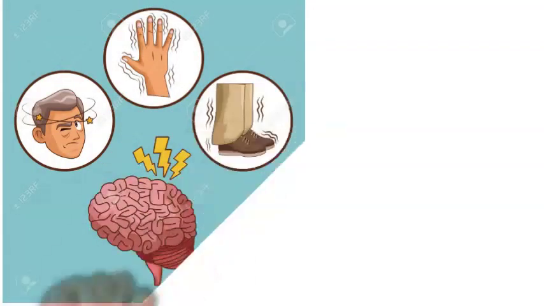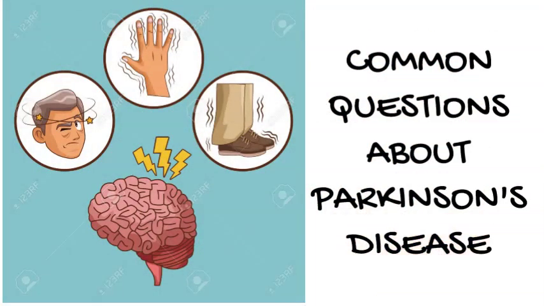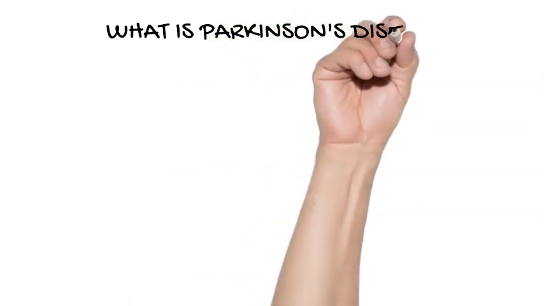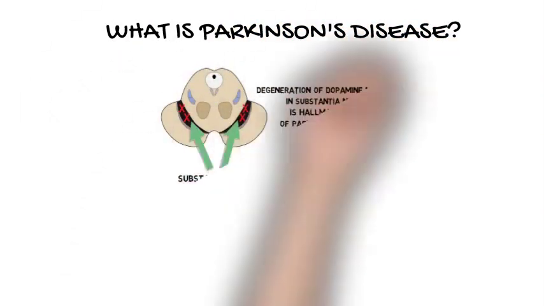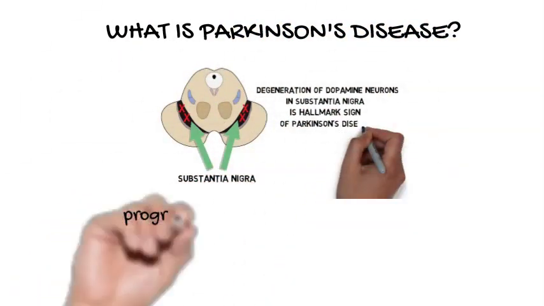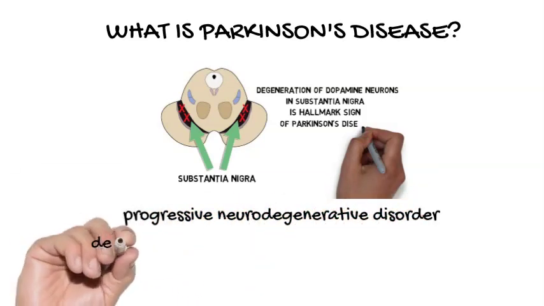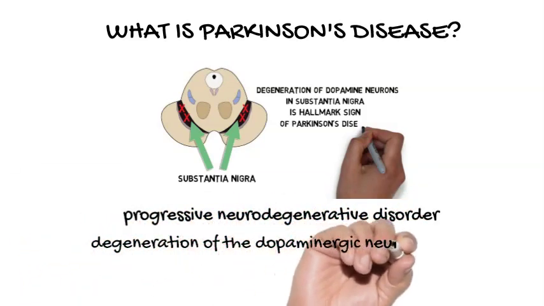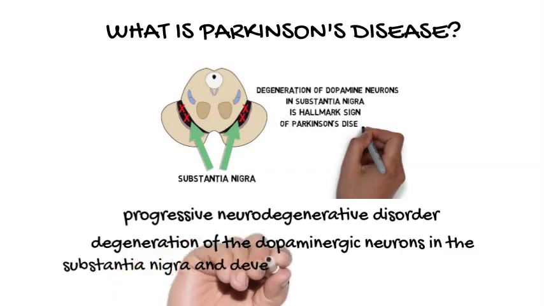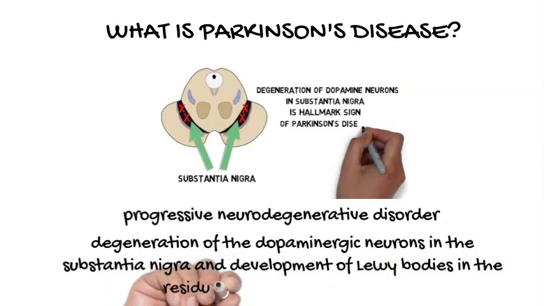Common questions about Parkinson's disease. What is Parkinson's disease? Parkinson's disease is a progressive neurodegenerative disorder that is pathologically defined by degeneration of the dopaminergic neurons in the substantia nigra and development of Lewy bodies in the residual dopaminergic neurons.